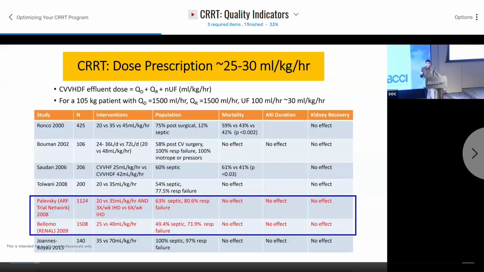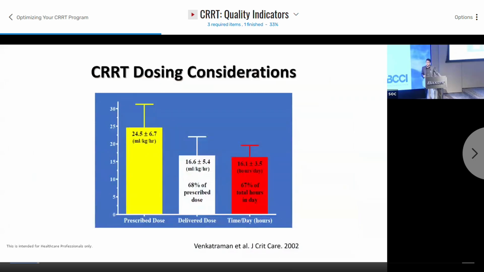So for that reason, with this data from robust multinational clinical trials, we can say that your dose prescription should be on average 25-30. Now, that's the evidence, it's robust, right? Clinical trials representing a diverse group of patients.